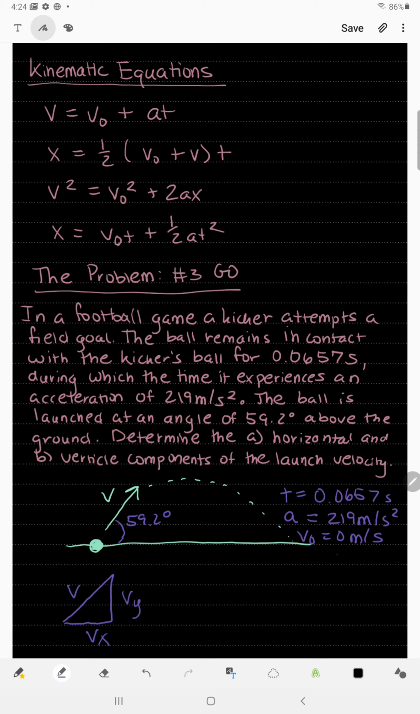Let's take this equation. It has an x displacement. We don't have any displacement, so we're not going to use this equation. This equation has that x component of displacement too, so we're not going to use it. This one also has displacement in it, and again, we don't have any form of distance. We don't know how long this ball traveled when it was kicked, so we can't use this equation. So hopefully this equation works. We've got initial velocity, which we know is 0 meters per second, we have acceleration, and we have time. So we're going to use this equation right here.